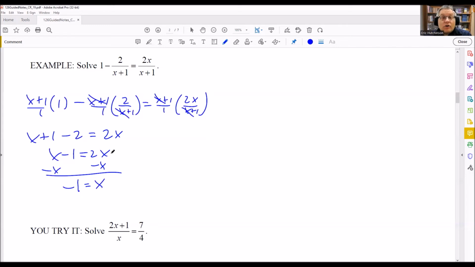Now, I mentioned earlier that if you get a number that causes the bottom to be 0, you have to put no solution. So this, in fact, is a no solution situation here, because if I put -1 into here, it causes division by 0. So you got to be careful when you do these kind of problems to make sure the answer you get does not cause division by 0. If it does, we have to put no solution as our answer.